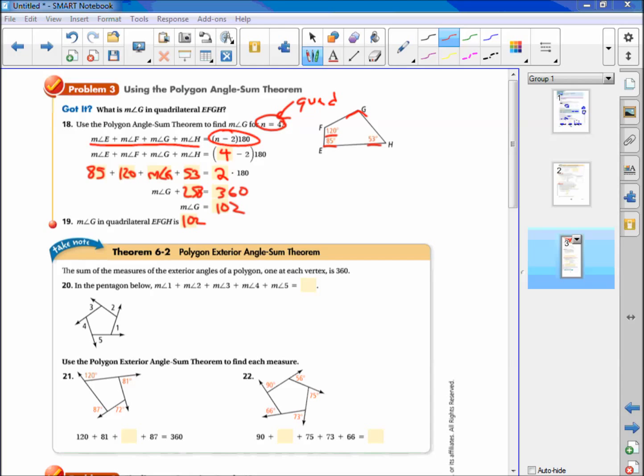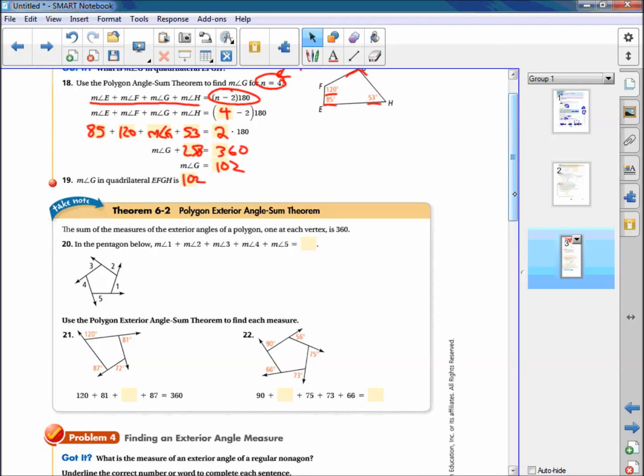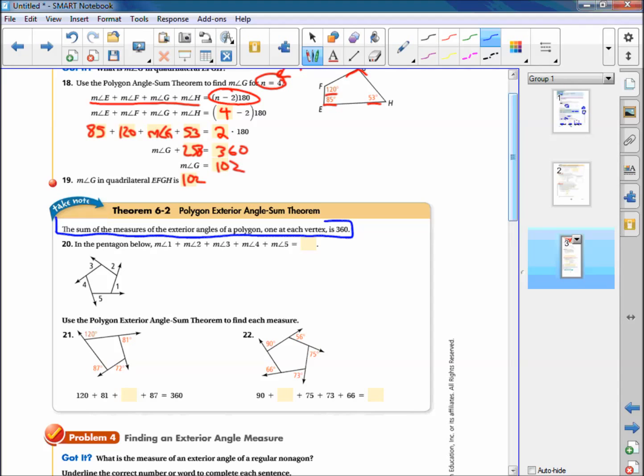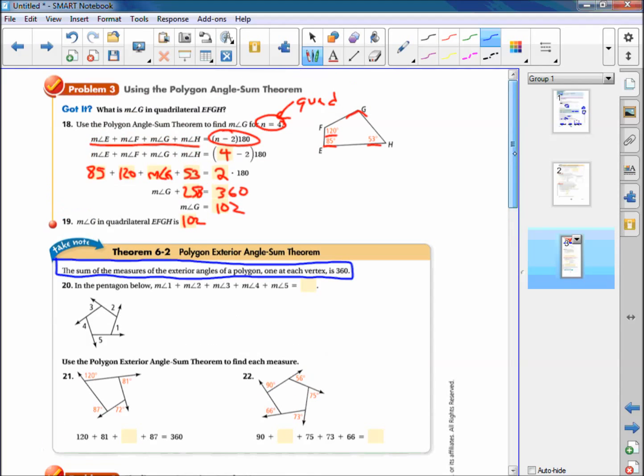All right. Next we have the polygon exterior angle sum theorem, which says the sum of the measures of the exterior angles of a polygon, one at each vertex, is 360. I'm going to demonstrate that up here on this random polygon we have already. First off, let's draw all the exterior angles, one at each vertex.